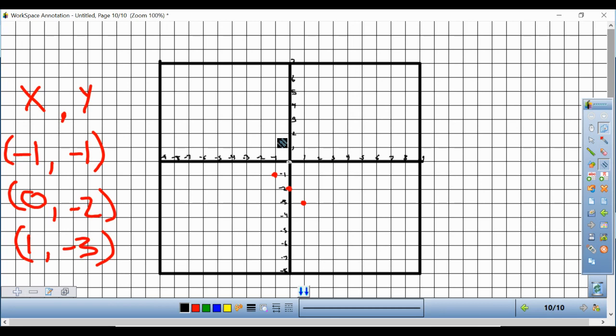And here I have my line that creates a, remember we read lines like we read words from left to right, a negative slope. So it's going down, a negative slope.